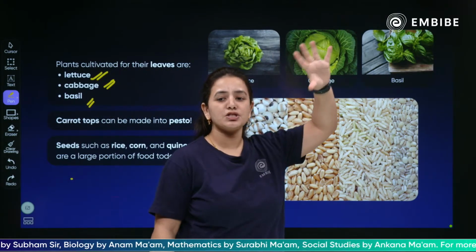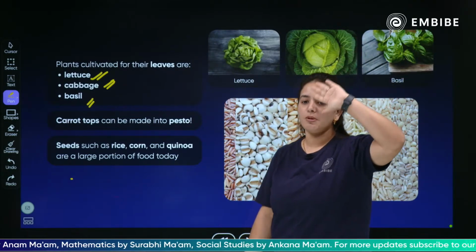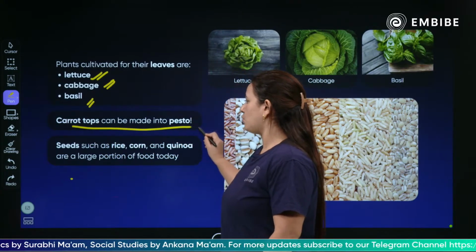Okay, you know there is a carrot. Carrot has this leafy structure above it. The radish also has this leafy structure above it. So children, the carrot tops can be made into pesto.